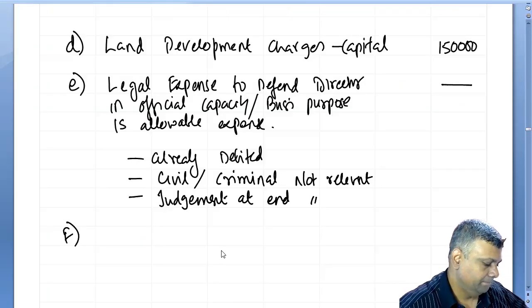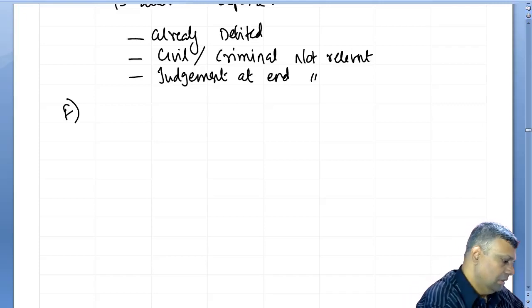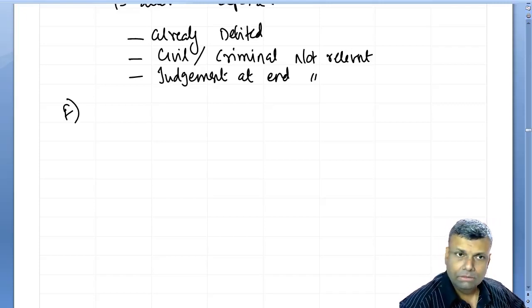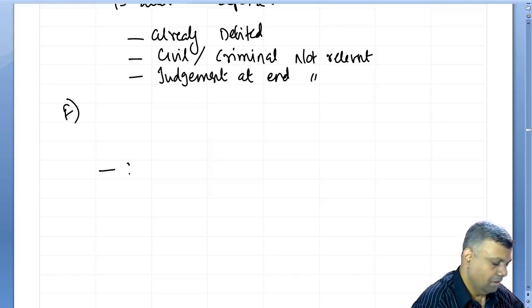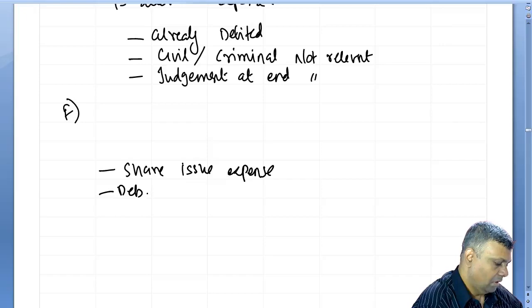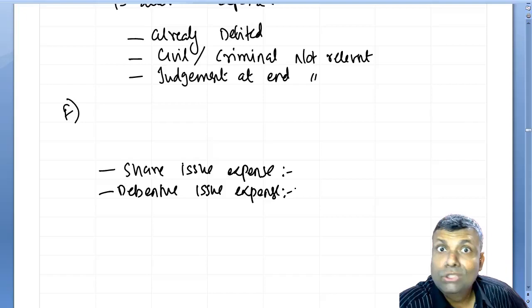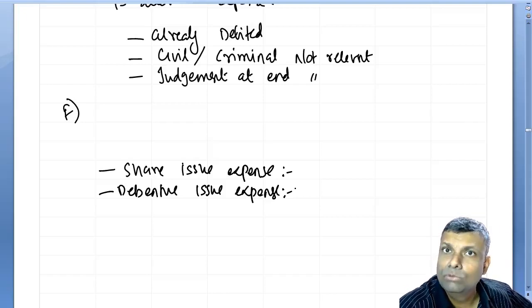Point number F. There are many judgments on this front. Let me make a general comment first and thereafter we'll do specific discussion. Share issue expenditure. Debenture issue expense. They are all Supreme Court judgments, friends. Very standard kind of share issue expenditure and debenture issue expenditure, the most popular judgment of the Supreme Court.